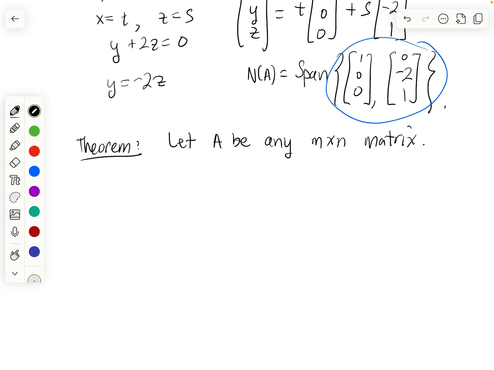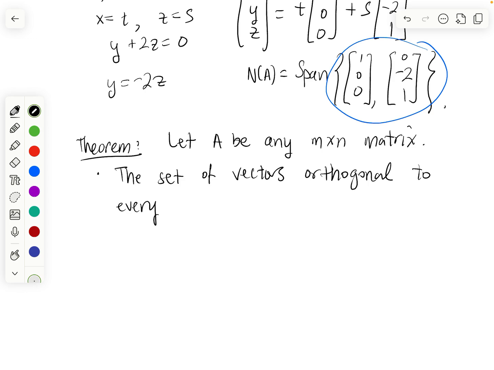The theorem says that the set of vectors orthogonal to every vector in the null space of A is precisely the row space of A. Let's read that sentence carefully to make sure we understand what it's saying.